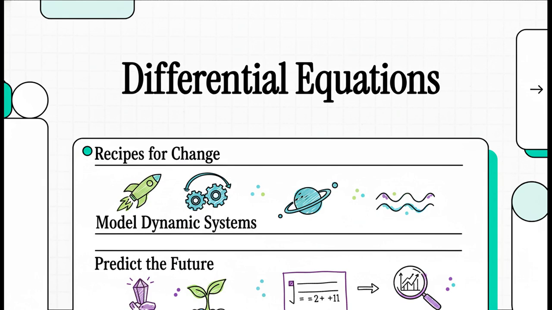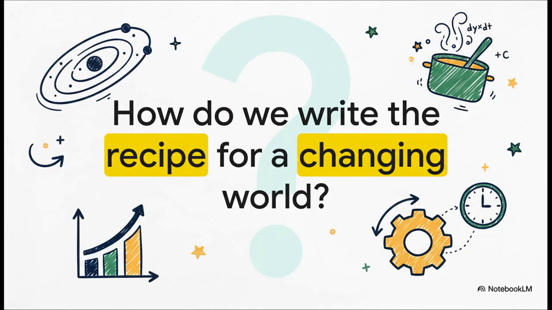I'm talking about the mathematical recipes that describe, well, pretty much everything, from a falling apple all the way to a rising stock market. I mean, think about it. From a cup of coffee cooling on your desk to the orbit of a planet, our world is just constantly in flux, right? So how in the world do we write the recipe for that?